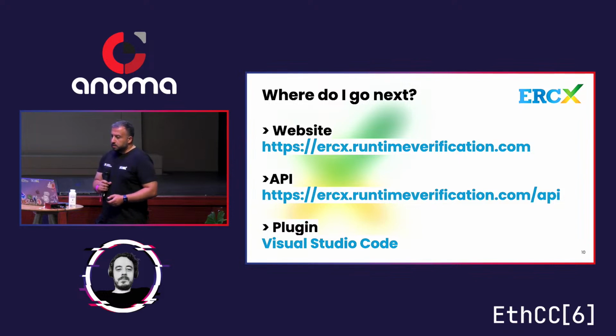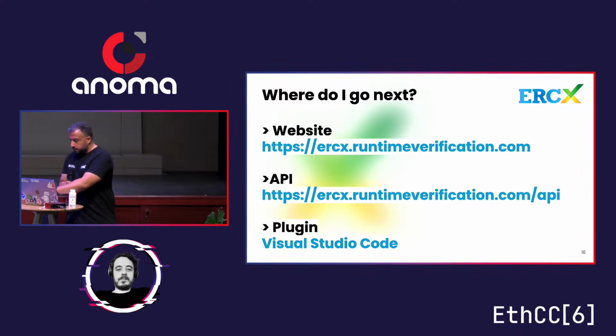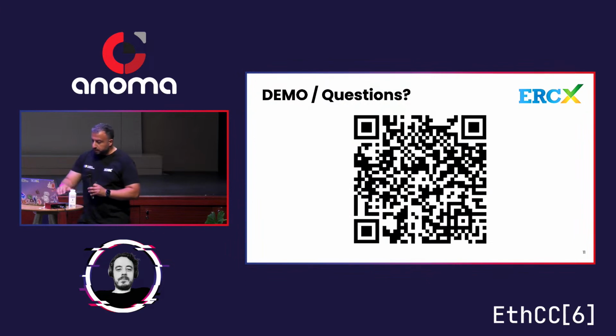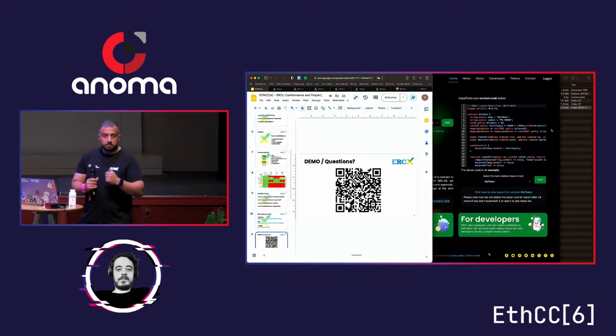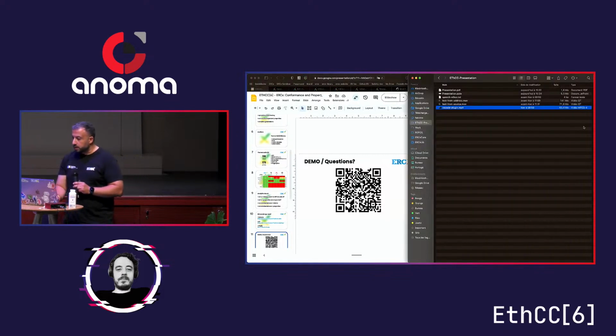All right. So I hope now you want to check ERCx, and you can do it from 3 locations. You can go to our website, ercx.runtimeverification.com. You can check out our API, and we have a VS Code plugin coming very soon. Now we'll move to the demo to give you a feel about the tool. In the meantime, if you want, you can reproduce what I'm doing. You get the QR code, and you can also do that.